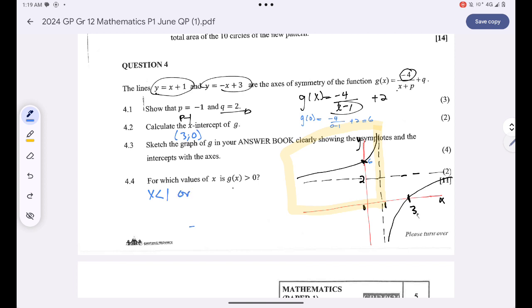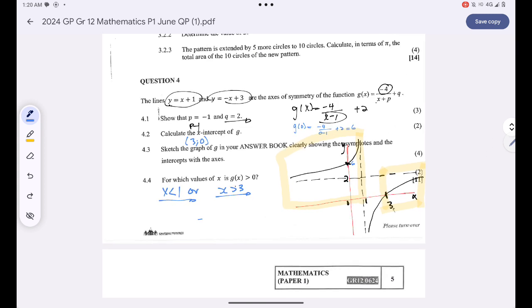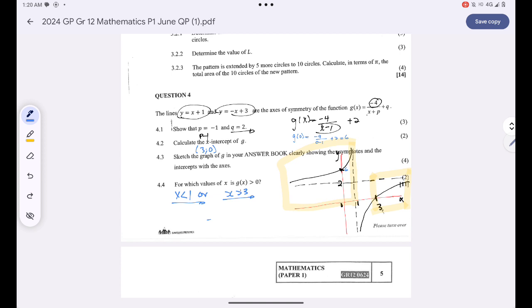Are you together? And the second portion over there is when x is greater than my x-intercept. That's when my graph will be above the x-axis. So when x is greater than 3, that's when my graph will be above the x-axis. So that's how, guys, we're supposed to tackle this question.